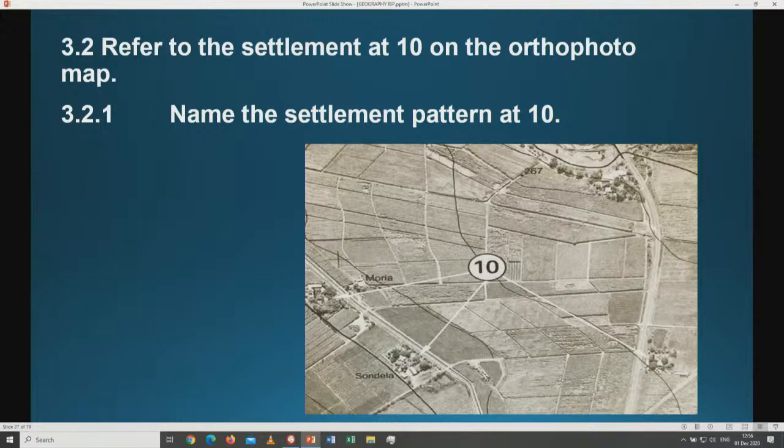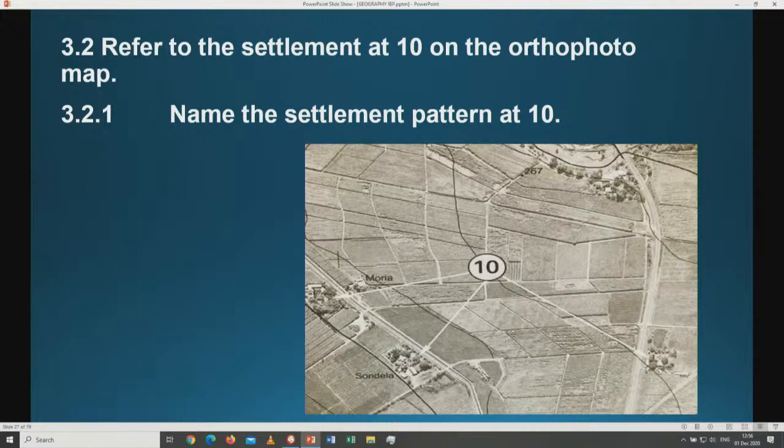Now, when you look at the settlement pattern at 10, remember your settlement pattern, grade 12. This is a rural area. This is a village. When you look at this, it's away from the city, away from the urban area or the town. So it means that this is rural. When they ask you about the settlement patterns, they are referring to two settlement patterns that we have in geography. The first one is the dispersed settlement pattern. The following one is the nucleated settlement pattern.